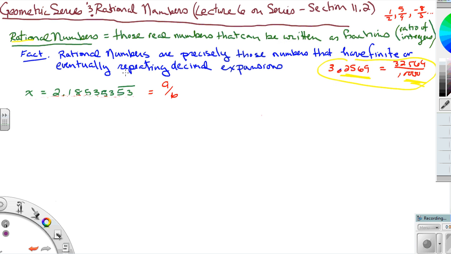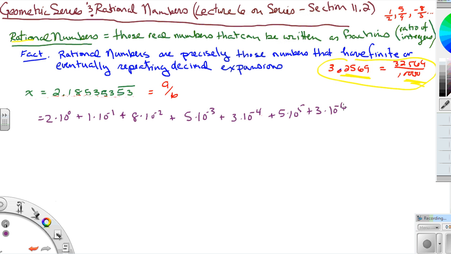Okay, so according to what we've said before, this should be some sort of series, right? This should be powers of 10 we're working with. It should equal 2 times 10 to the 0 plus 1 times 10 to the minus 1 plus 8 times 10 to the minus 2 plus 5 times 10 to the minus 3 plus 3 times 10 to the minus 4 plus 5 times 10 to the minus 5 plus 3 times 10 to the minus 6, and so on down the road, right? Just repeat over and over again.